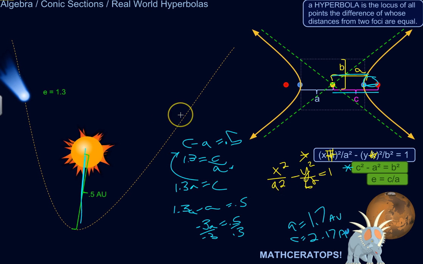Hopefully this is not getting too boring for you. Point being, we can take some simple information about a comet, the eccentricity of its orbit and its perihelion, and we can work out an equation for a hyperbola that describes its orbit. We're almost there. Hang in there. So c squared minus a squared equals b squared. We know c now, 2.17 squared, minus a squared, 1.7 squared, equals b squared. Once we've got b, we'll be golden.